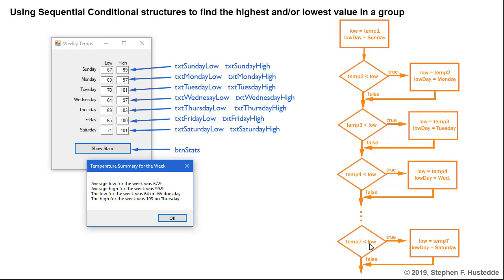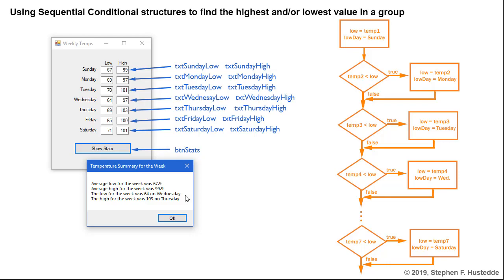Is the Saturday temperature lower than the low? And the low could be the Sunday temp, Monday, Tuesday, Wednesday, Thursday, Friday at this point, depending on what the user has entered into these text boxes. But if that Saturday temperature is lowest, or lower than what the current low is, we'll set the low to the Saturday temperature and set the low day to Saturday. And we'll use that low variable and that low day variable in the third line of our prompt to say the low for the week was 64 on Wednesday. Doing some concatenation. We would do the high the exact same way.